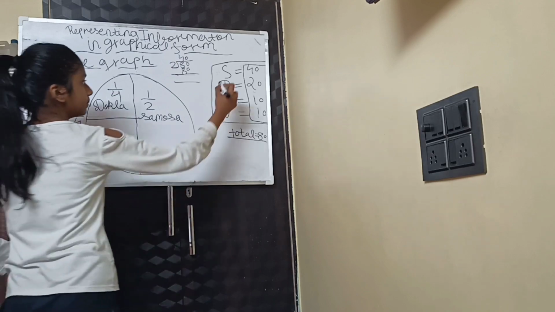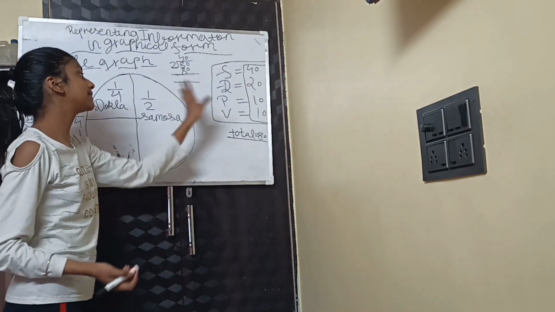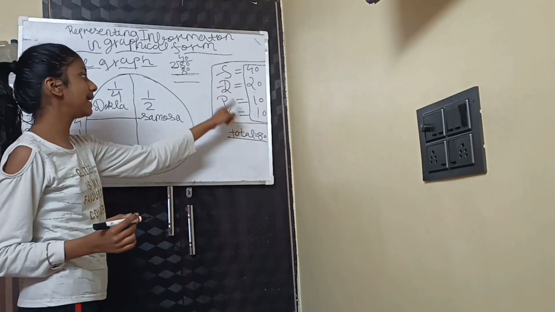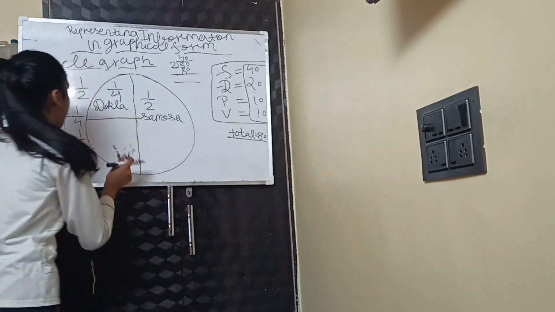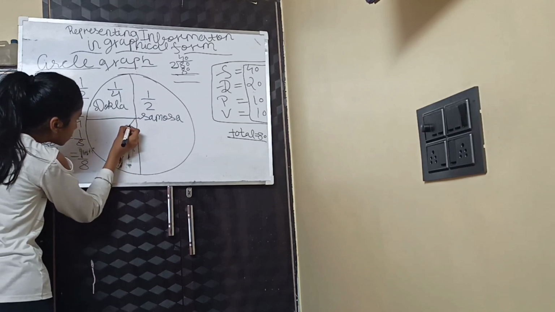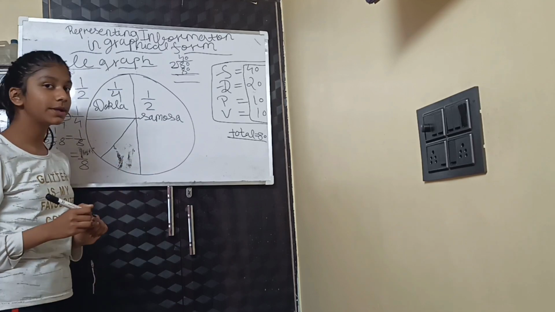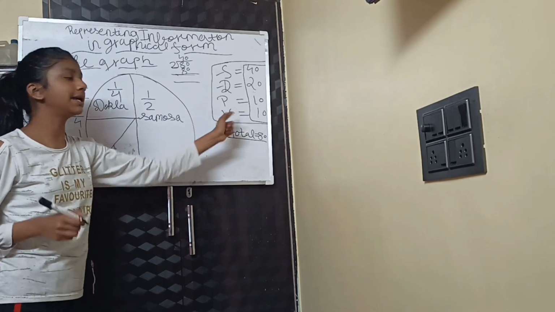Dhokla is also done. So samosa is done, dhokla is done. Now leftover is pizza and vada. Pizza is 10 and vada is also 10. Now this whole part was 20. When we divide this whole part, this becomes 10, this also becomes 10. 10 is pizza and 10 is vada.